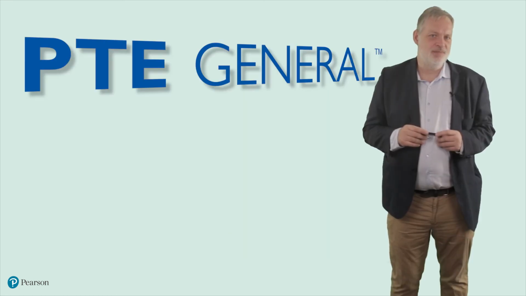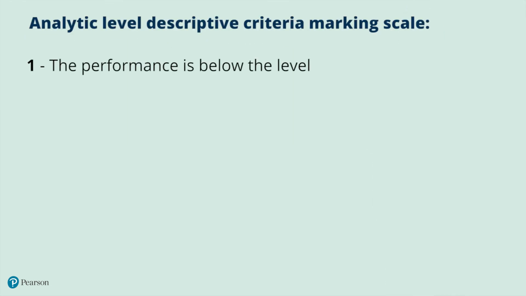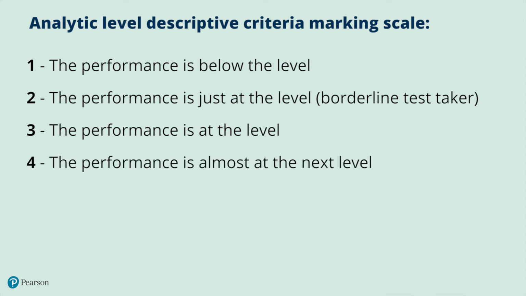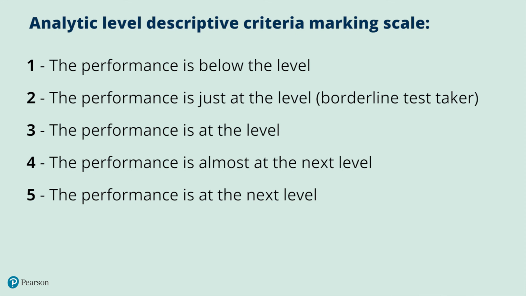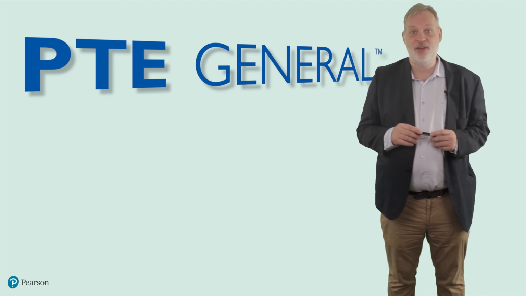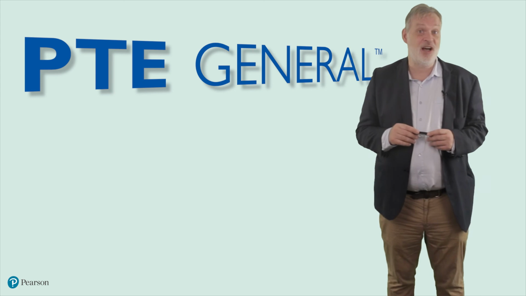How are the score points awarded? The rule is very simple. 1 point if the text is below the level of the descriptor, 2 points if the text is just at the level of the descriptor, very poor but still within the level, 3 points if the text clearly matches the level of the descriptor, 4 points if the text is almost at the level of the next descriptor, very good but still within the level, and 5 points if the text is above the level of the descriptor. A score of 0 is given for a task where there is no response, the response is totally irrelevant, or the response is in a language other than English.